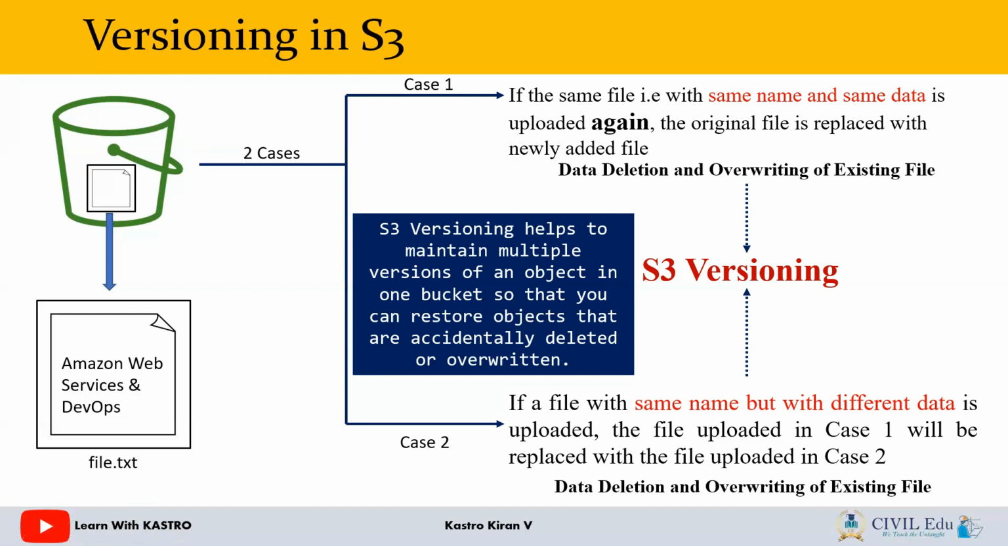So when you upload the file with the same name multiple times into the same bucket, only then does this problem come. S3 versioning helps us maintain multiple versions of an object in one bucket. Remember, in a single bucket, so that you can restore objects that are accidentally deleted or accidentally overwritten by the same file name. Let us understand this in more detail by going into the AWS console.